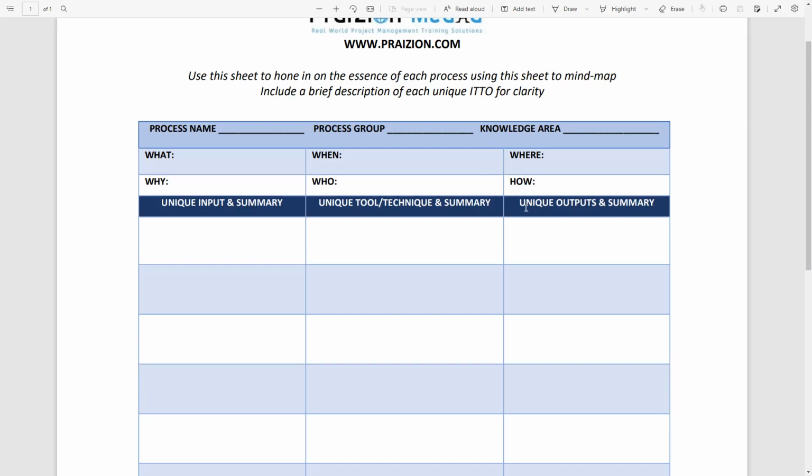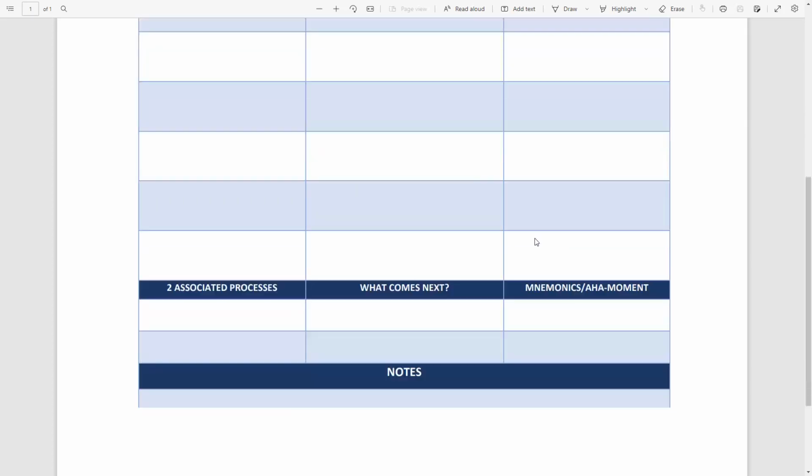What we're looking for is unique outputs in processes such as validate scope. The unique output would be accepted deliverable. In the case of control quality, it would be verified deliverable. In the case of develop project charter, the unique output will be project charter and assumption log. In the case of managed project knowledge, it would be lessons learned register. So you get the idea of that.